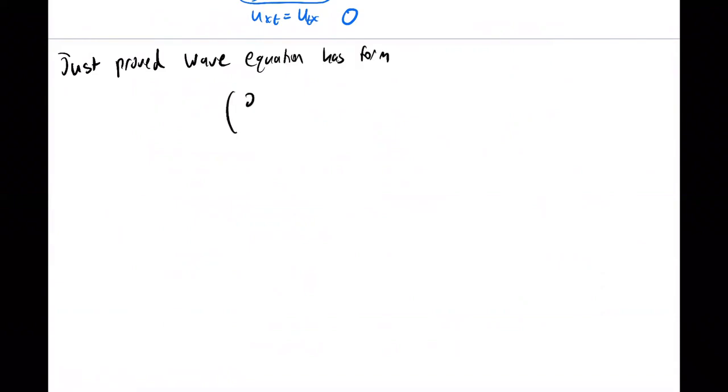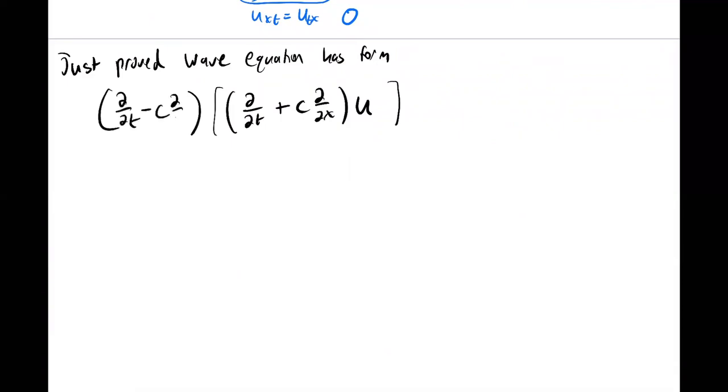Well, you first apply this differential operator d dt plus c times d dx to u, and then you apply the second operator d dt minus c times d dx. And that all has to equal 0. And the reason why this is helpful is because, let's look at what I have in brackets here. If you just consider this operator, this should remind you of a first order linear equation.